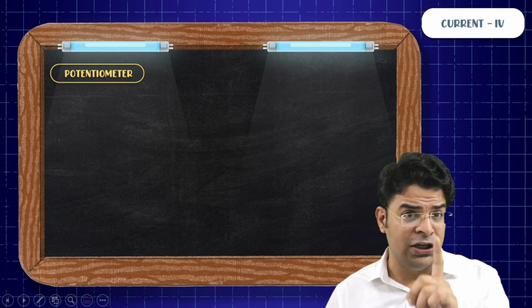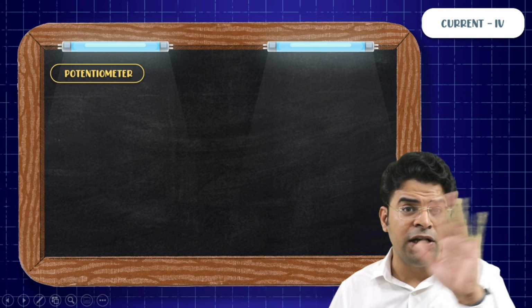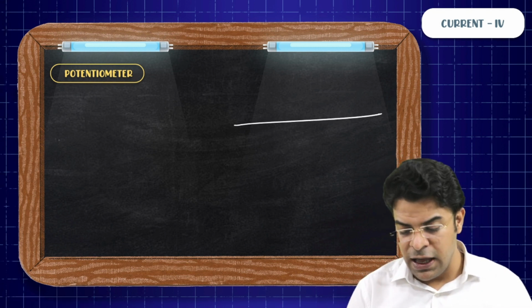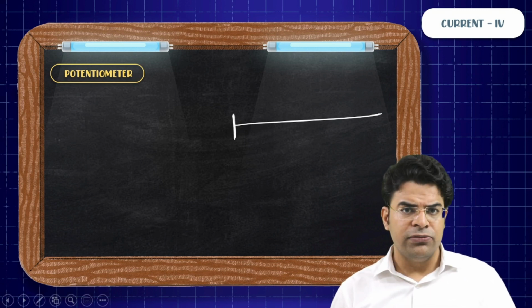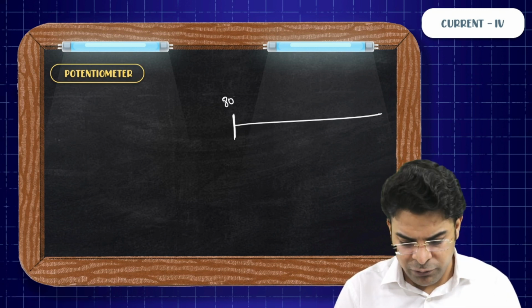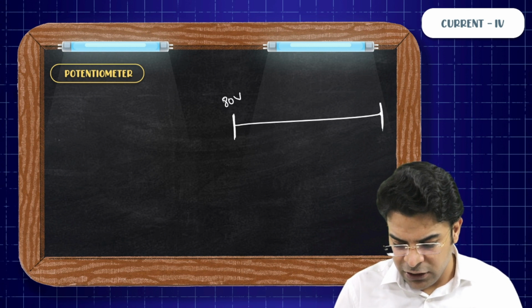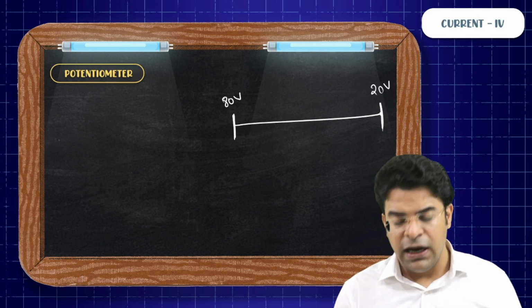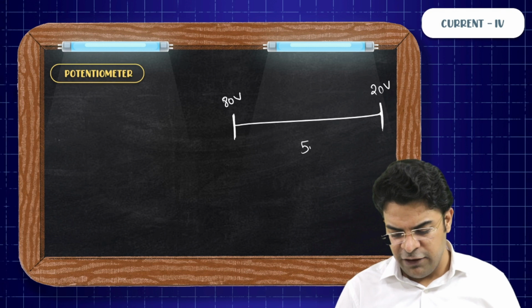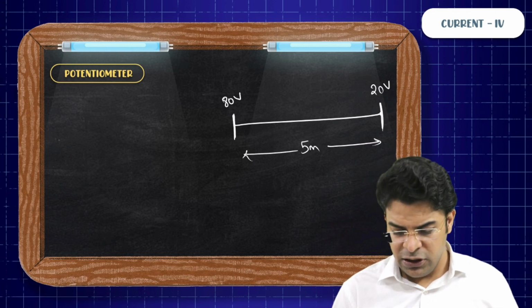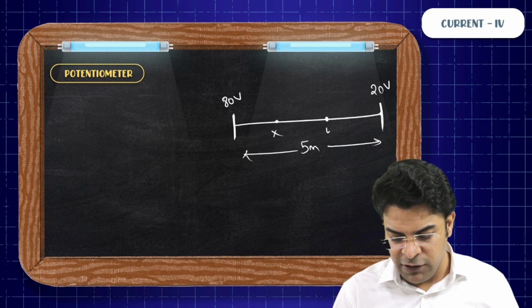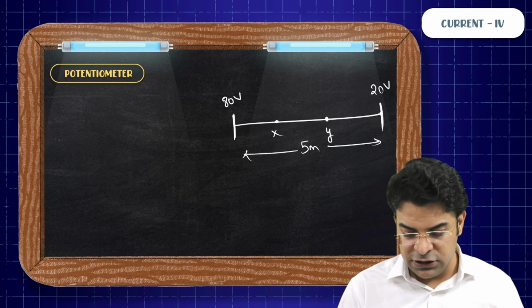If you can answer this question, potentiometer is done right now. You have a wire, okay? Let's say on the left end of the wire, the potential is 80 volt. On the right end of the wire, the potential is 20 volt. And the length of this wire is 5 meter. There are 2 points on this wire, point X and point Y, separated by a distance of 2 meter.